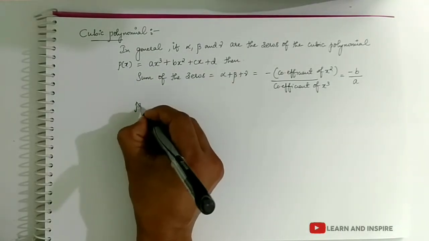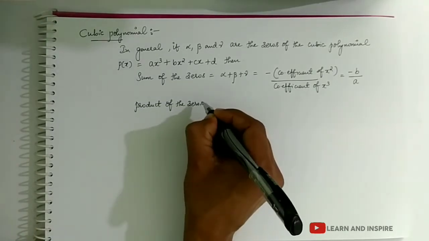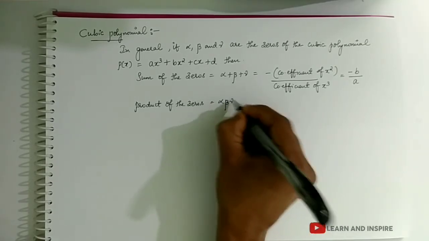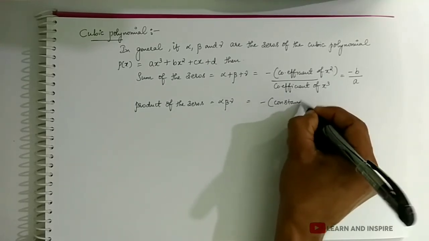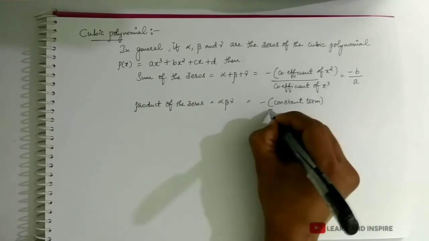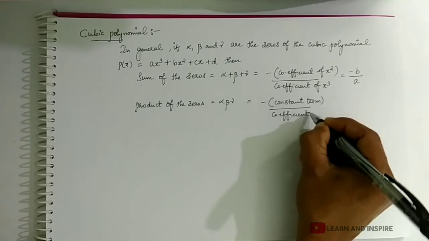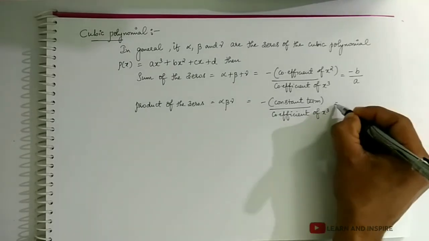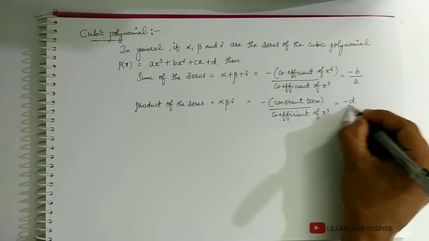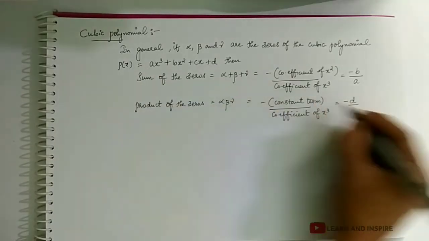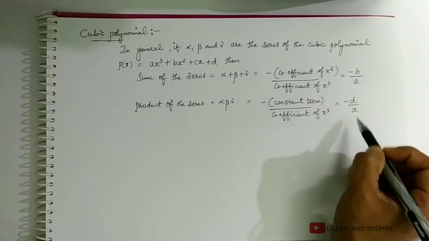Now I write the product of zeros. The product of zeros is alpha beta gamma, which is equal to minus of the constant term divided by the coefficient of x cube. The constant term is d, and the coefficient of x cube is a. So the product of zeros, alpha beta gamma, is equal to minus d by a.